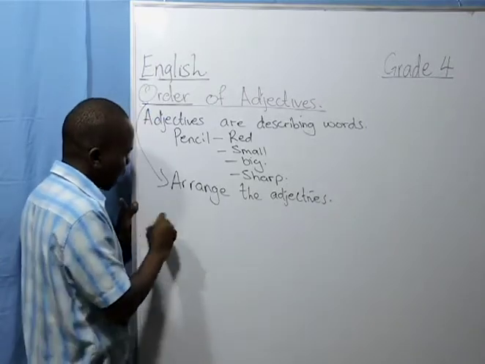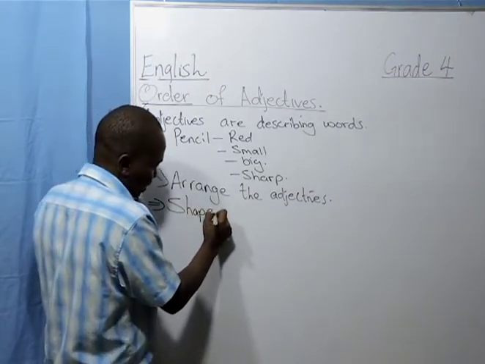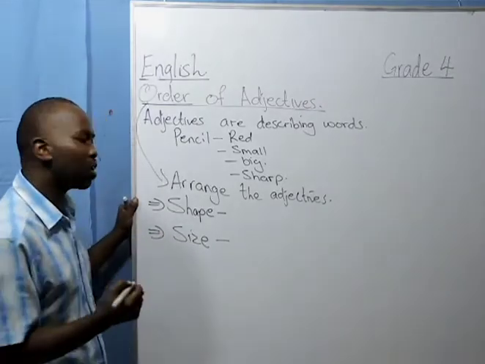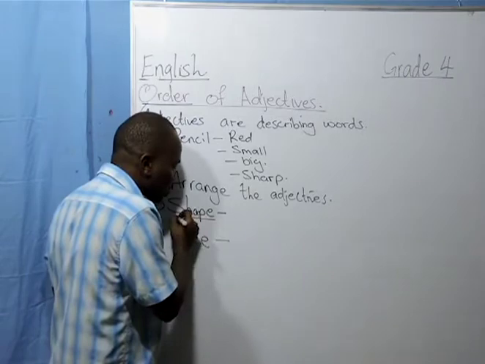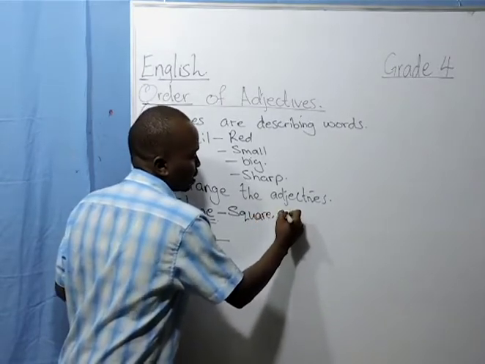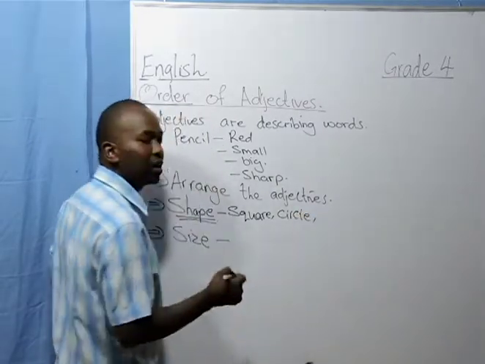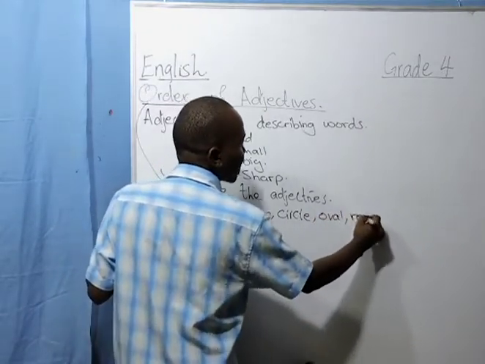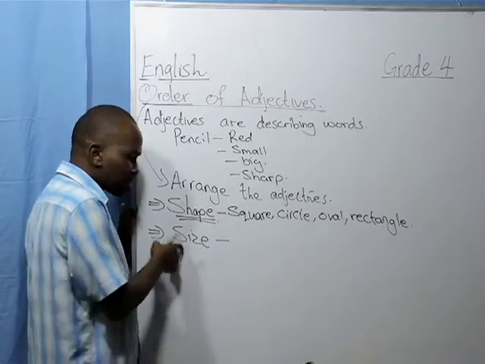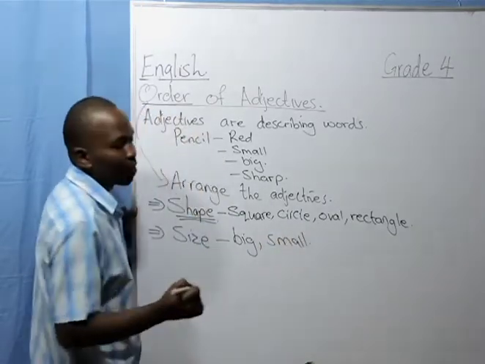Now today, we are going to look at two types of adjectives. And these are the adjectives of shape that tell us the shape of something, and the adjective of size that tell us how big or small something is. So we have different shapes that we know of. For example, square, circle, oval, rectangle. Yes, all those are the different types of shapes. What about sizes? We have big, and of course, small. Let us start with those two.